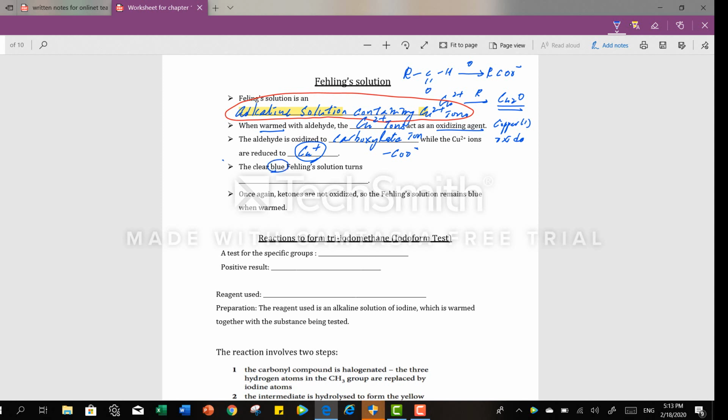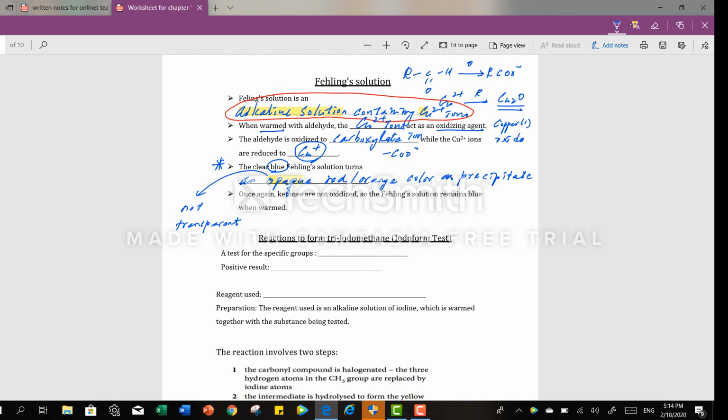So when you describe the observation, remember it changes from blue to an opaque red or orange color as precipitate. You can mention any one of the colors in the exam. You don't have to write both; red or orange precipitate will do. Okay, and the word opaque means not transparent. You can't see through the solution once the precipitate is formed.